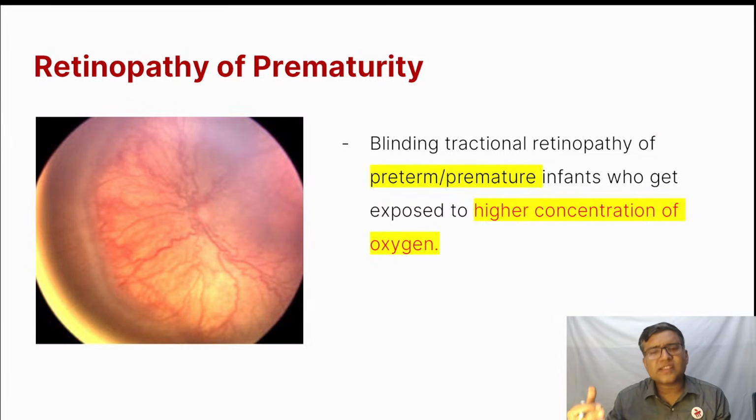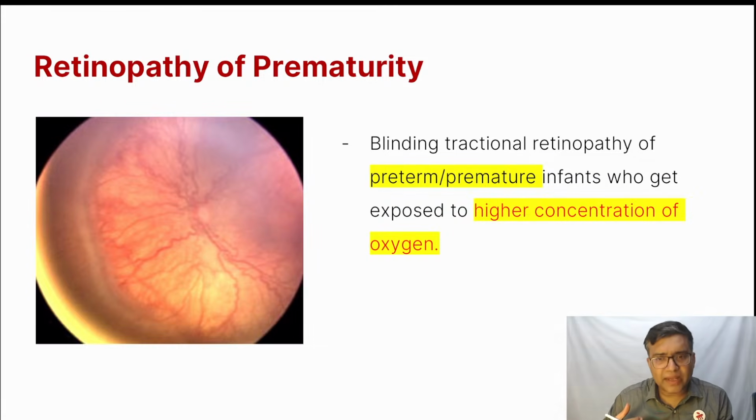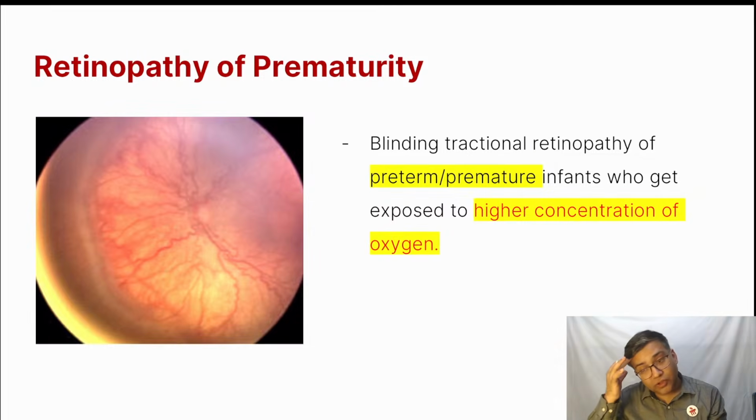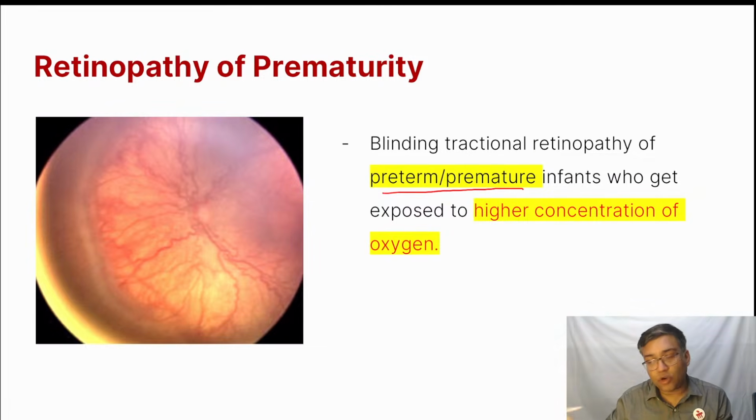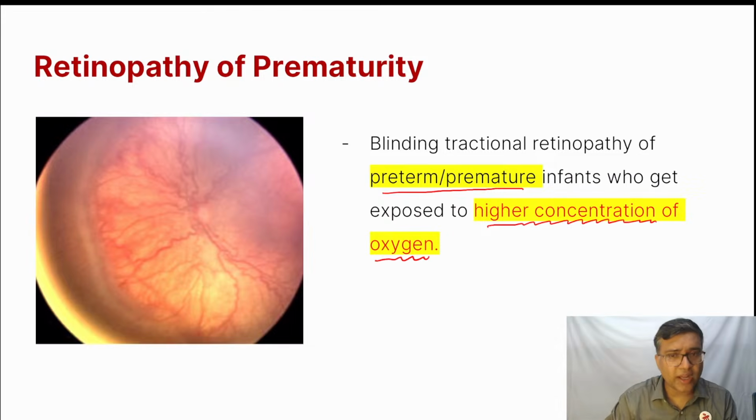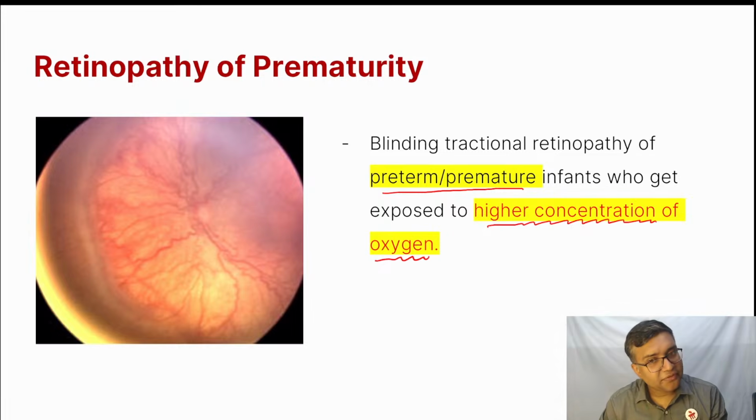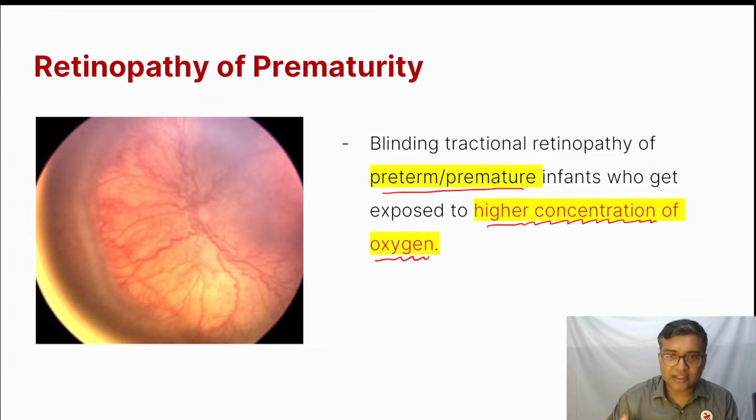Okay, now we go to some more image based questions, fundus based questions in ophthalmology. So sometimes they ask about the retinopathy of prematurity as well. Whenever we talk about ROP, the retinopathy of prematurity, definitely they are there in the preterm or premature infants. And the second very important point here is that these patients are exposed to a higher concentration of oxygen. The lungs have not developed and they are getting more oxygen as compared to what was required. So that basically causes the vasculopathies there. So this is the basic concept of ROP.